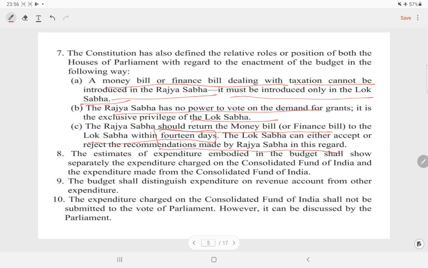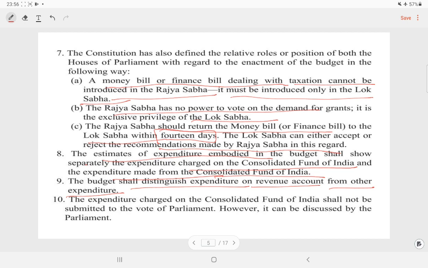And also the estimate of expenditure in the budget shall show separately the expenditure on the Consolidated Fund of India and expenditure made from Consolidated Fund of India, like how much money we are giving into the CFI and how much money we are taking back from the CFI. That should be there in the budget. And the budget shall distinguish expenditure on revenue account from other expenditure. Means what are things we are doing for the revenue of this country, that should be there in the budget.